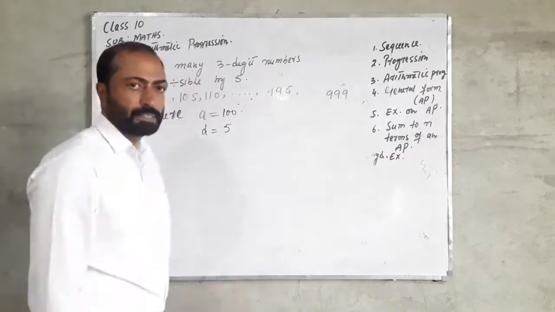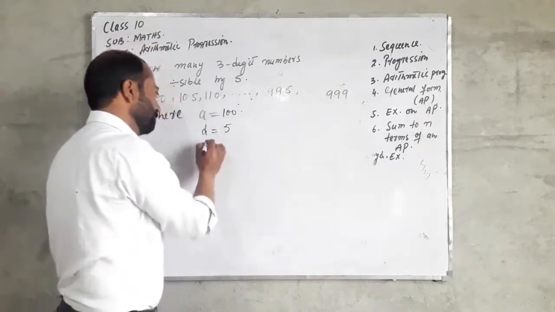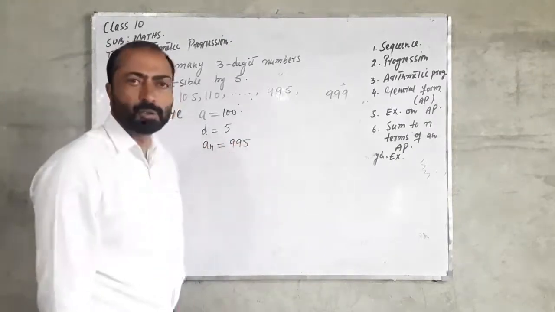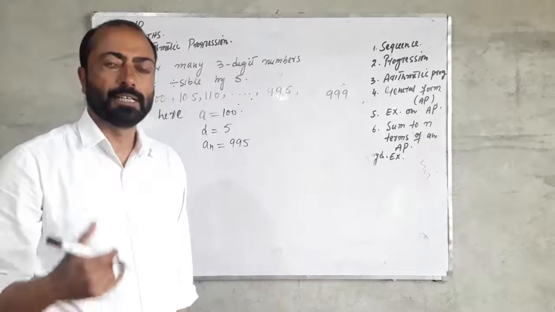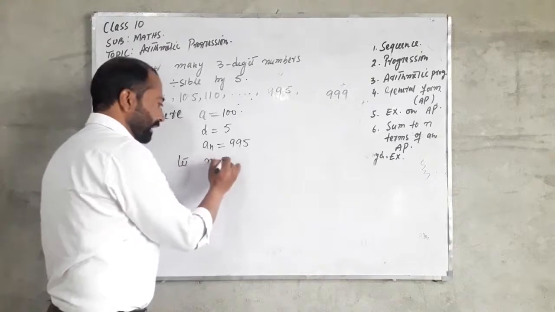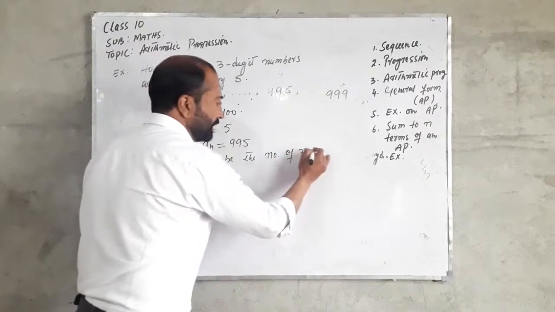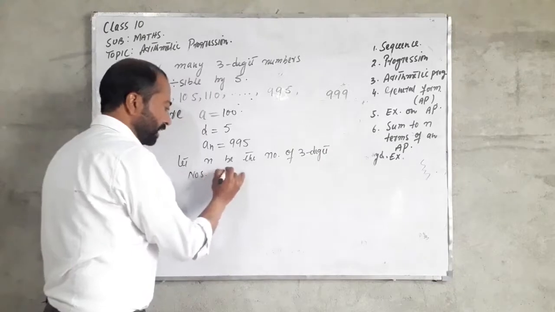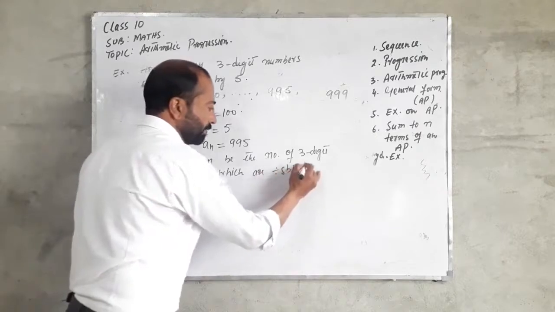look here, the general term, the nth term or the last term this time is 995. I will simply write here an is equal to 995. Our question is, we have to determine the number of 3-digit numbers which are divisible by 5. Let me write here, let us say that n is the number of 3-digit numbers which are divisible by 5.